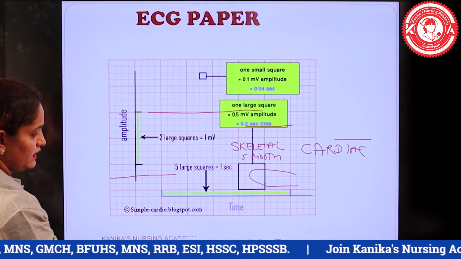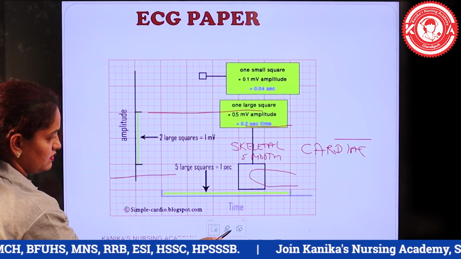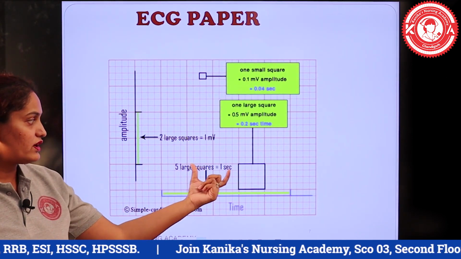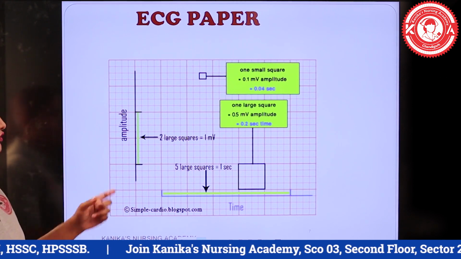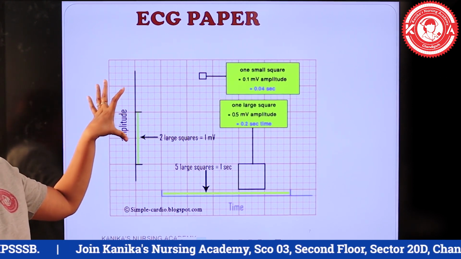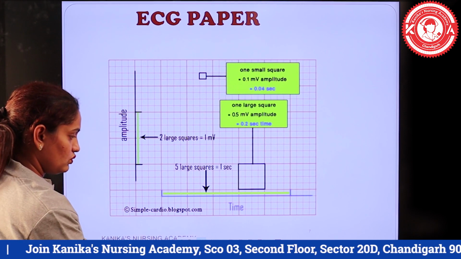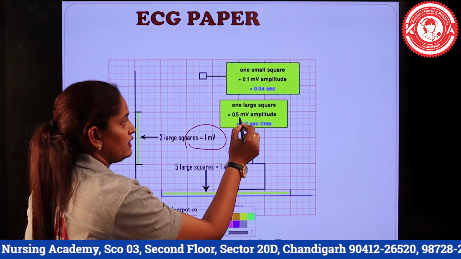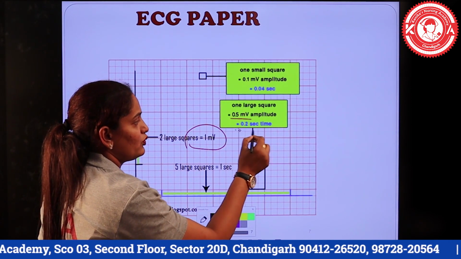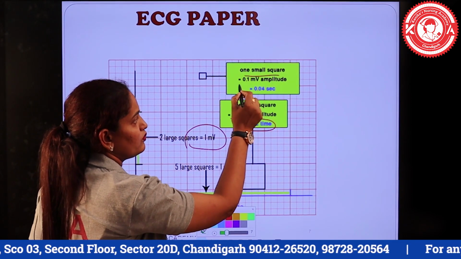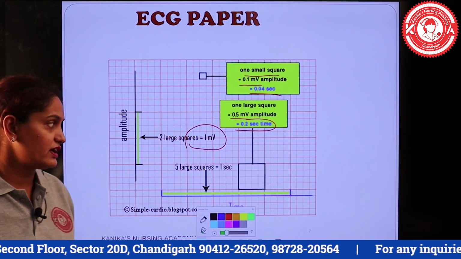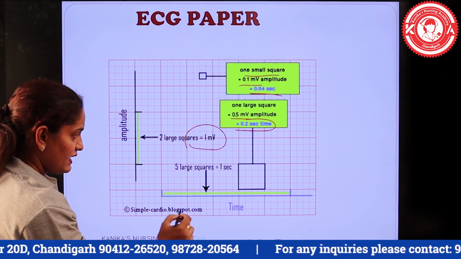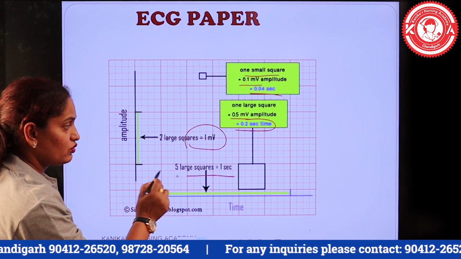Moving ahead. Okay, so यहाँ पर भी हम वही चीज़ देख सकते हैं that 1 large square is, in terms of amplitude, if we just say that 2 large squares they contribute to 1 millivolt, and 1 large square is 0.5 millivolt or 0.2 seconds, and 1 small square is 0.1 millivolt or 0.04 second. This is just a brief summary of what we have discussed in the previous slides only, and 5 large squares is also equal to 1 second.